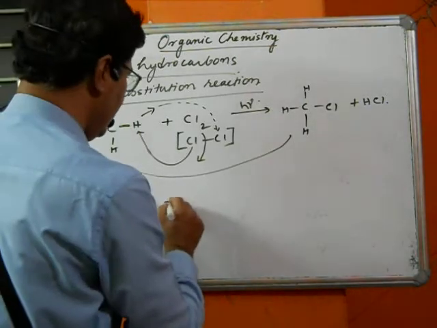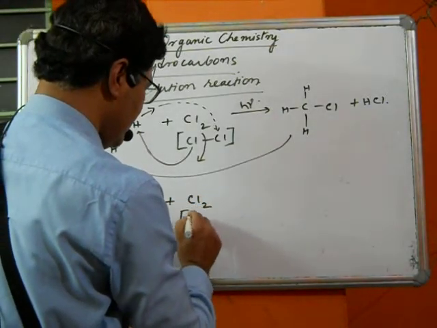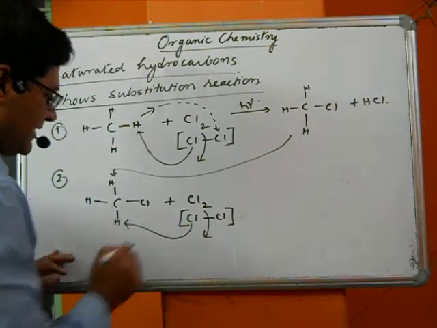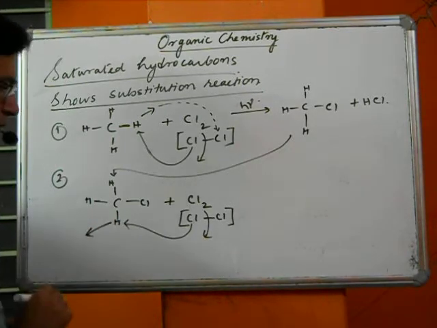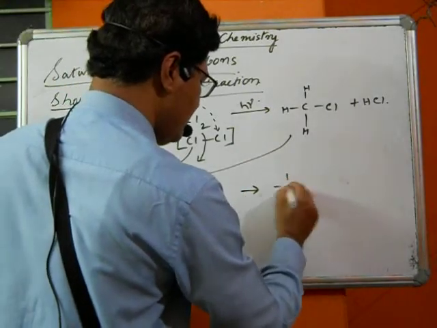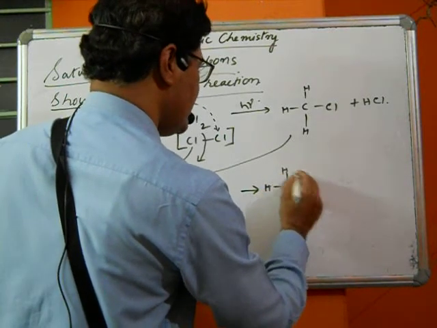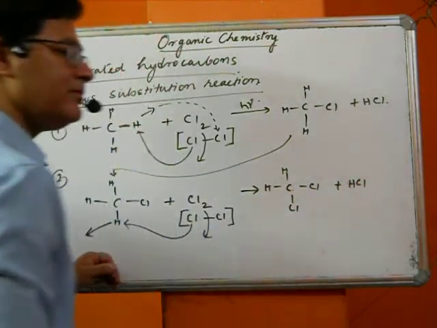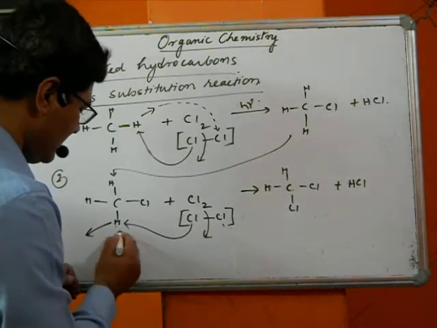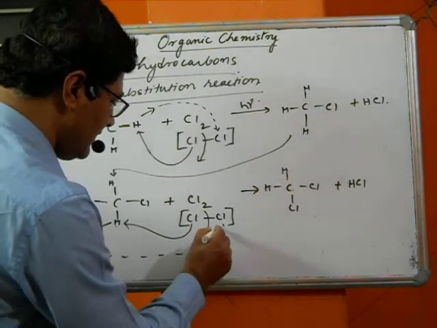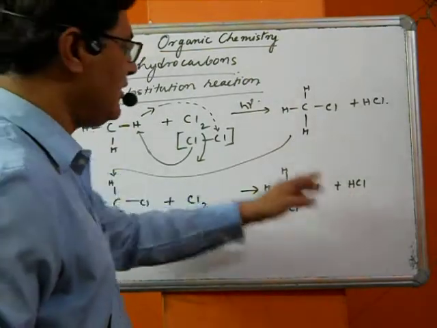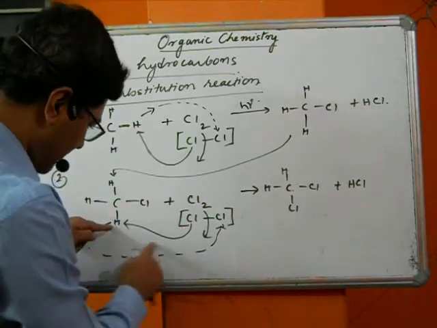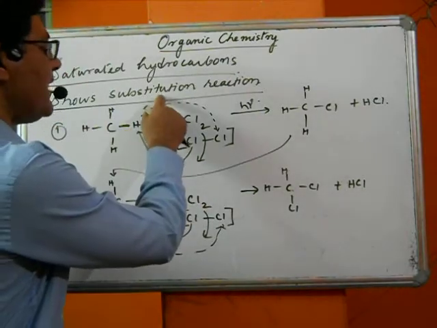Right? Now, one more chlorine, Cl-Cl, bond breaks. The chlorine goes and attacks this hydrogen. Hydrogen is pushed out. What happens? Chlorine over here, and then an HCl molecule is formed. So this hydrogen goes and combines with this and forms this HCl. So in this way you can see the hydrogen is replaced by this chlorine. This hydrogen is replaced by this chlorine. So we are calling this one a substitution reaction.